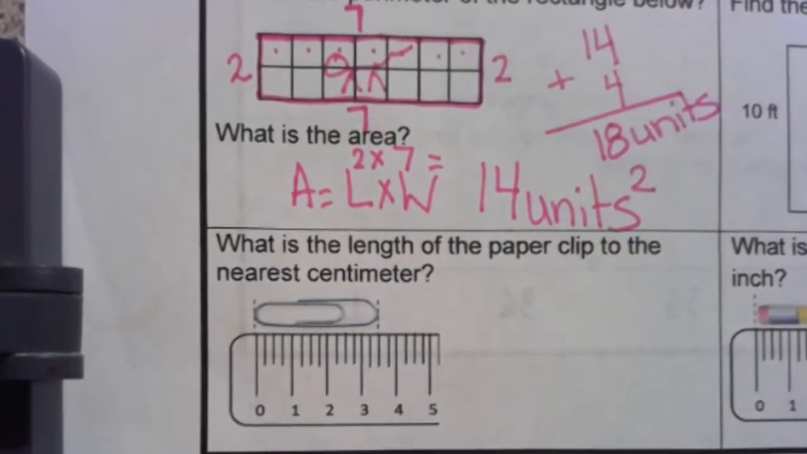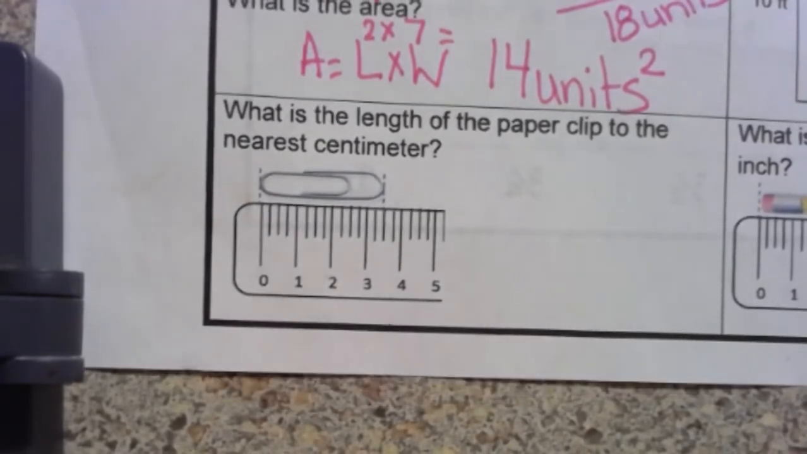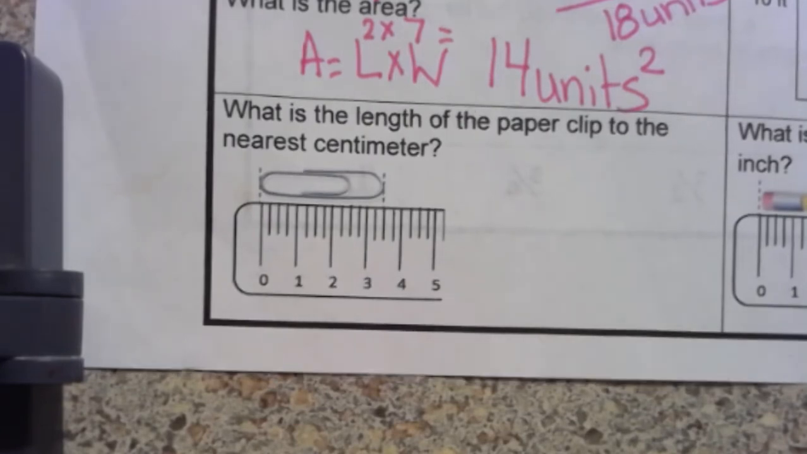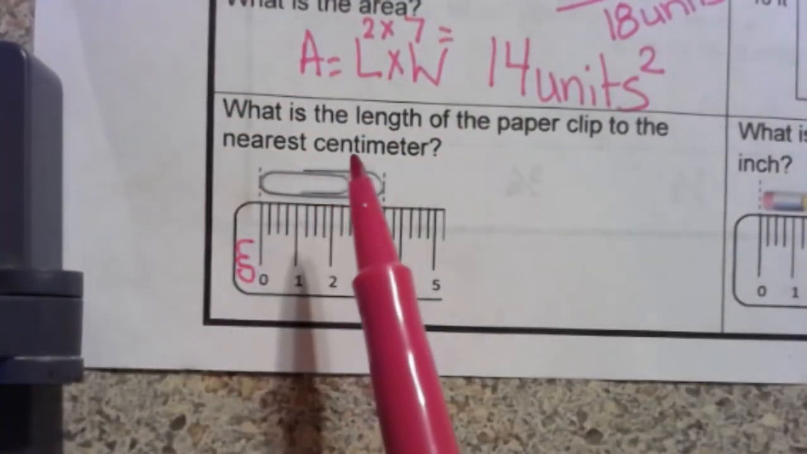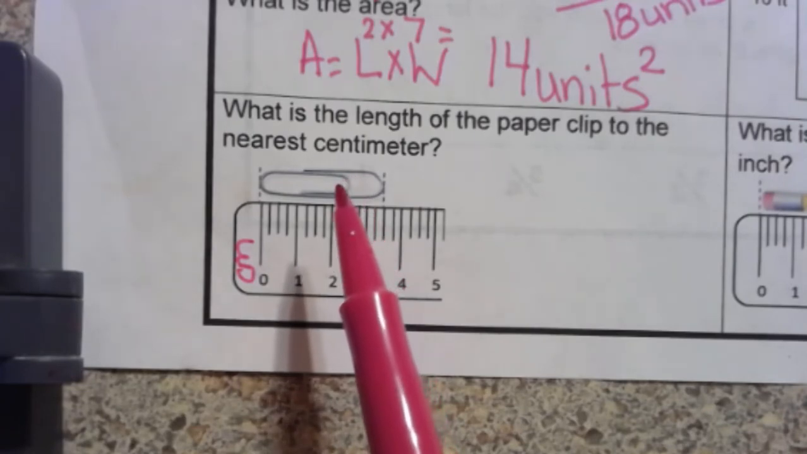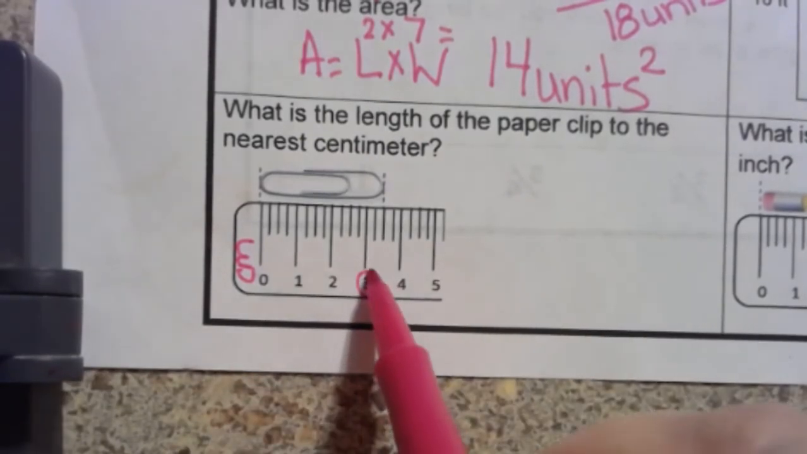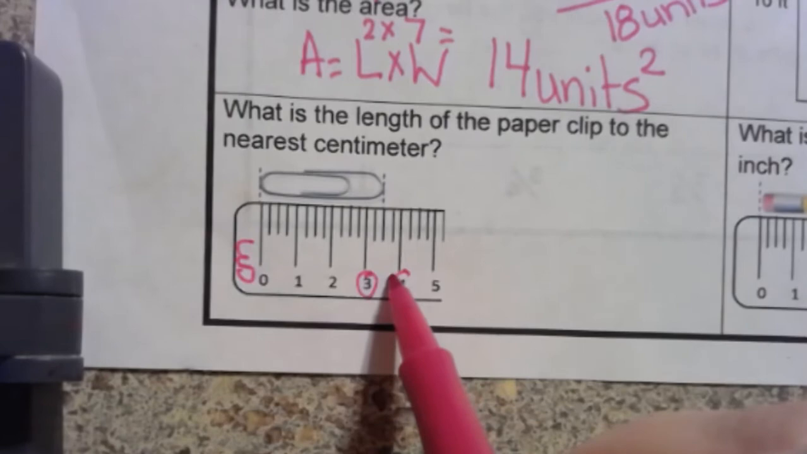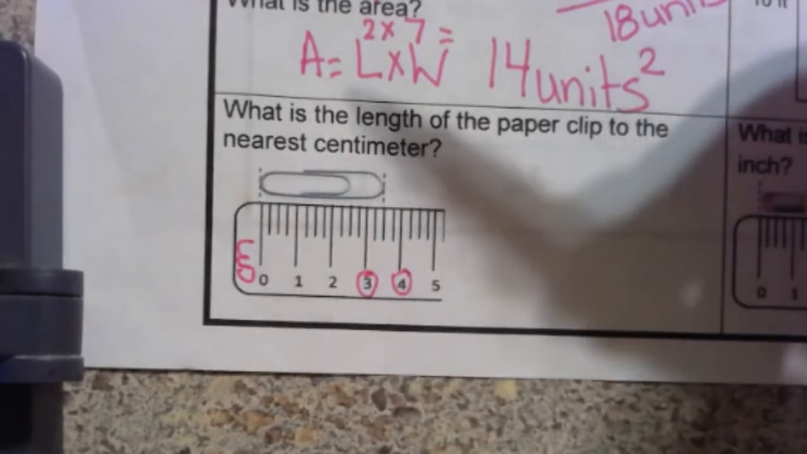Okay? Ooh, measurement. We haven't done measurement in a little while. What is the length of the paper clip to the nearest centimeter? And this ruler is showing us centimeters. They didn't label that, but they should have. These are centimeters. And on centimeters, we don't ever choose the halfway point. You have to pick a whole number here. So we need to know if we're closer to the 3 or if we're closer to the 4, because the paper clip lands between the 3 and the 4.